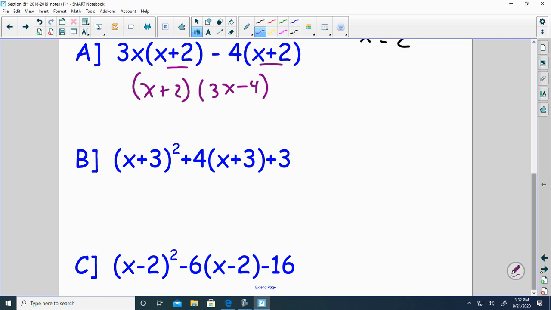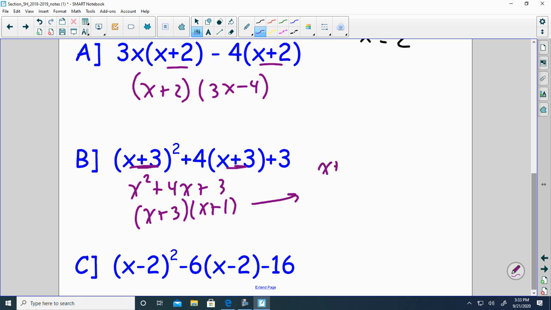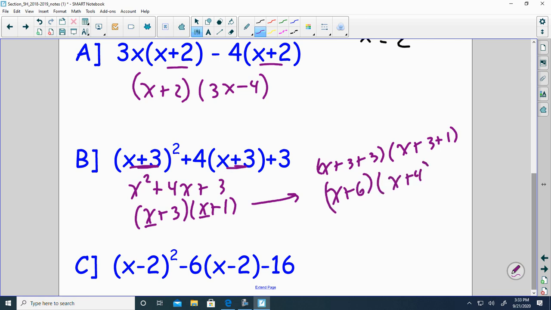This next problem, again, this is where I make it look like this. And then say, okay, that's going to give me x plus 3 and x plus 1. But I plugged x in for these, so I'm going to plug those back in. So I'm going to get x plus 3 plus 3 if I plug it in here. If I plug it in here, I'm going to get x plus 3 plus 1. Combine like terms, so I get x plus 6 and x plus 4. And again, we're not solving it because there's not an equal sign.